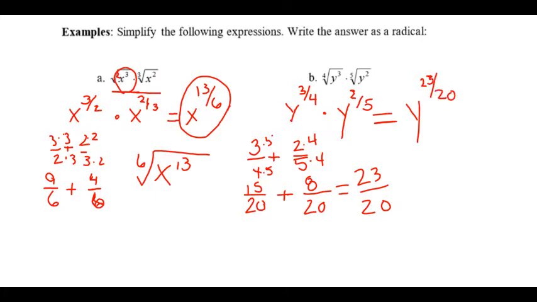And the last thing we have to do is write it as a radical. So my denominator is my index. So we'll have the 20th root of y to the 23rd power. And that's all we're going to do. We're going to leave it just like that because that's what they want.